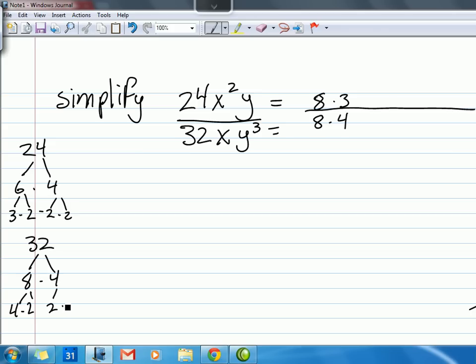This is going to be 2, 2, and 2, 2, 2, 2.